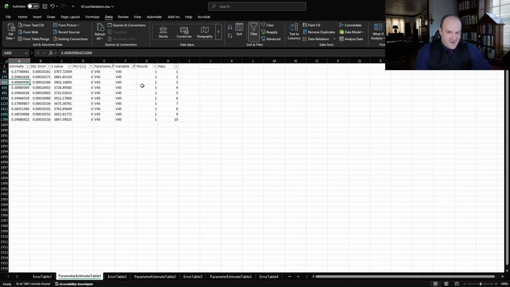You want your parameter estimates always pointing in the same direction. You want them to look relatively stable. And you want consistent increase in the precision of the model. That is to say, consistent decrease in the error. And so this file here is what happens when you run all that R code.